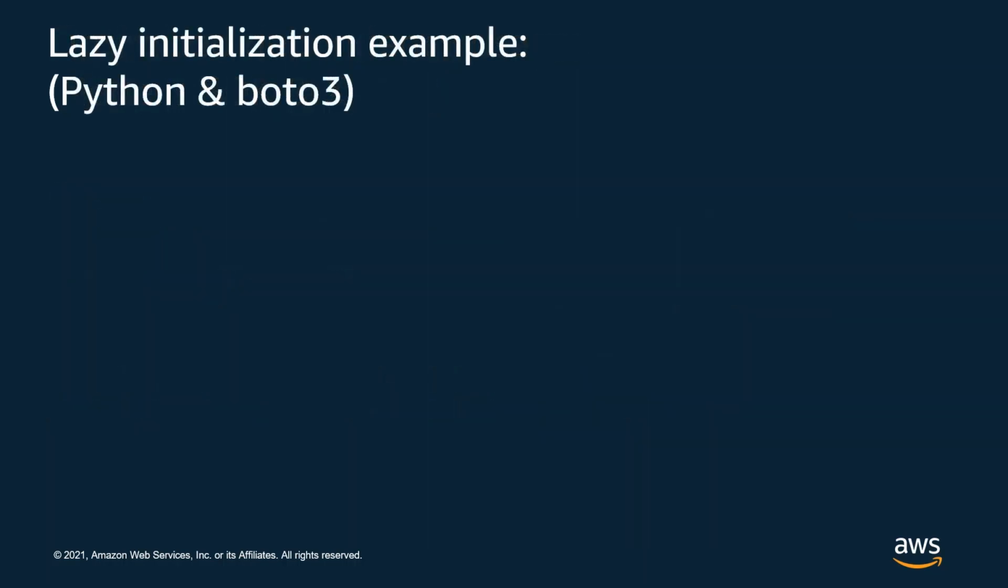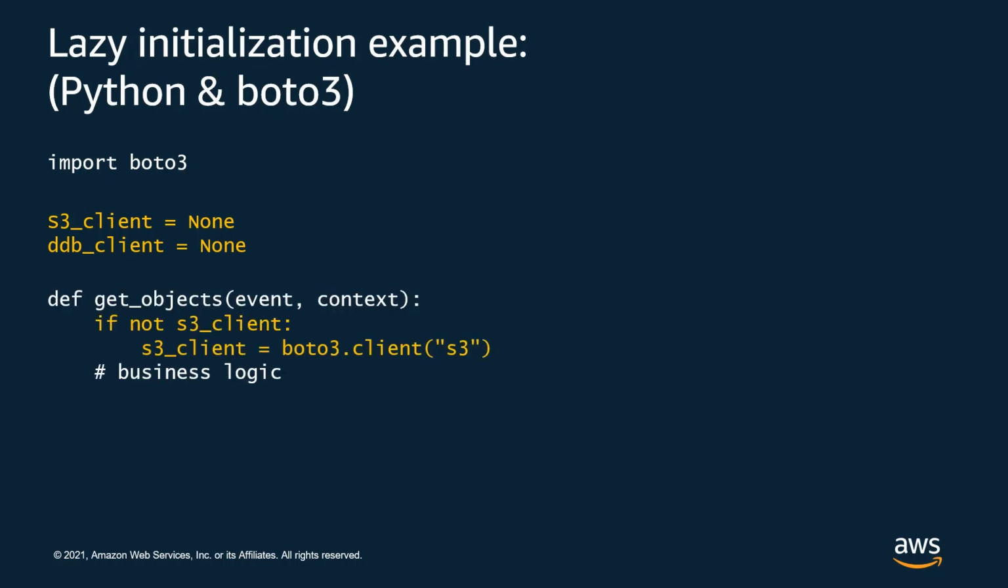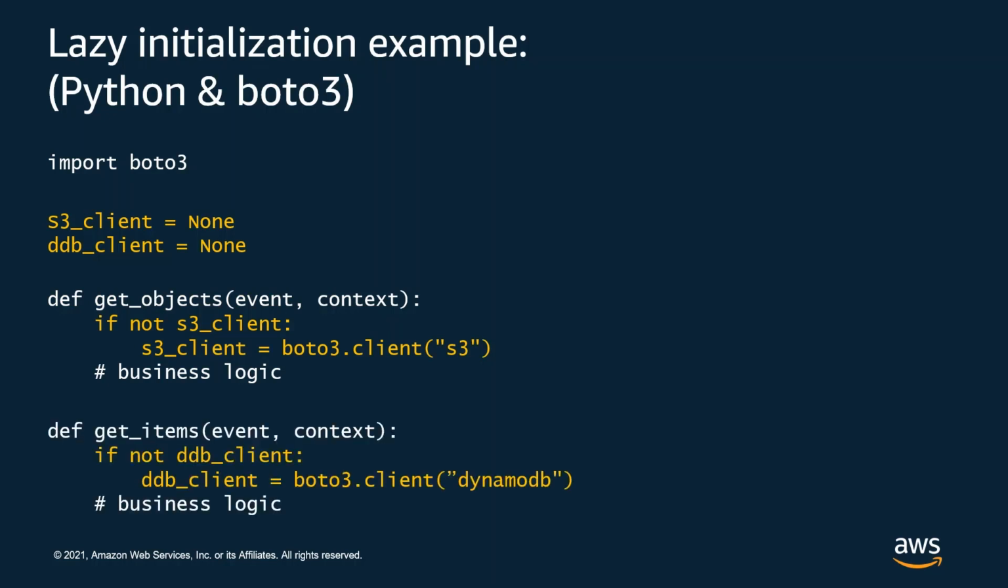Going back to lazy initialization, here's a Python example. First, we import the Boto3 module and then set 2 global variables for the S3 and DynamoDB clients. If getObjects is called, the code checks if the S3 client object is initialized. If not, then it initializes it. If getItems is called, the code checks if the DynamoDB client is already initialized. If not, then it initializes it. And this is instead of initializing both objects in the init process.